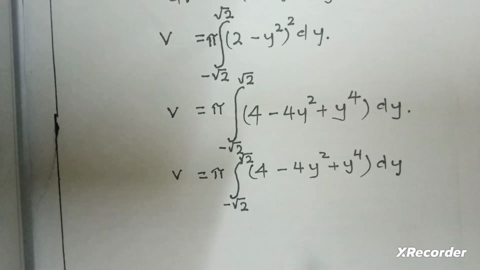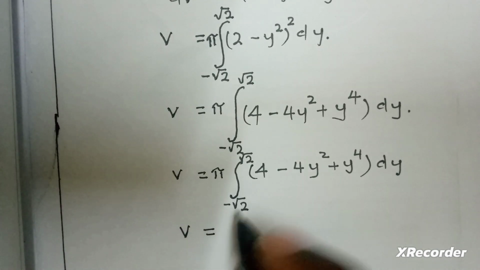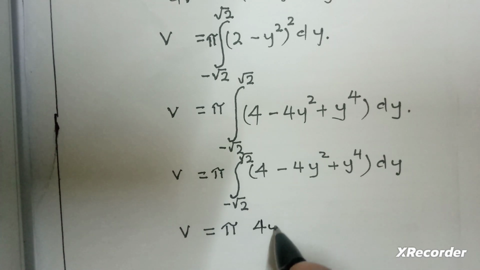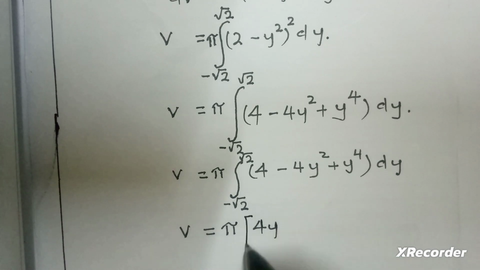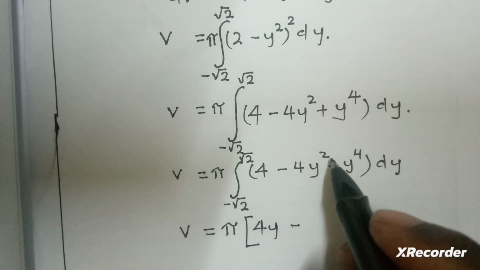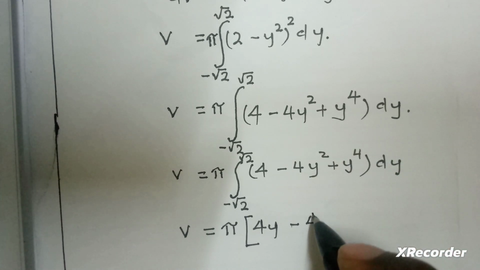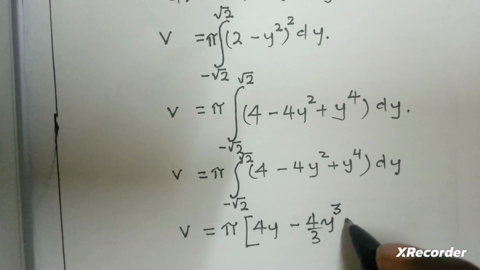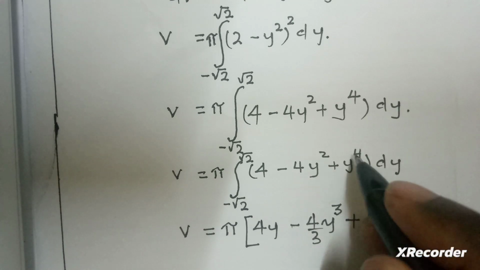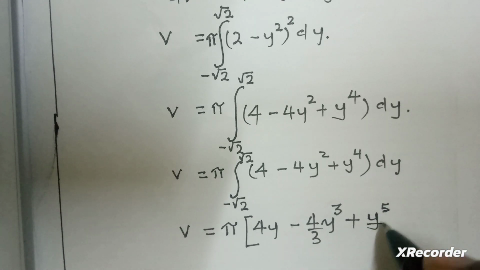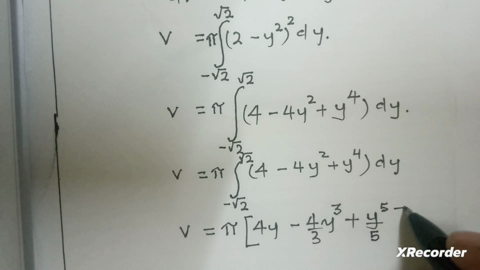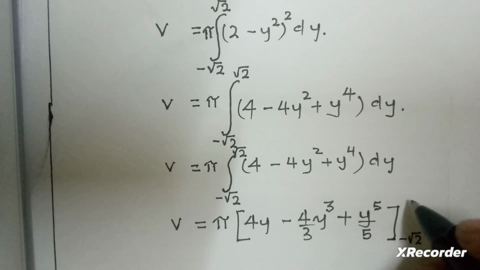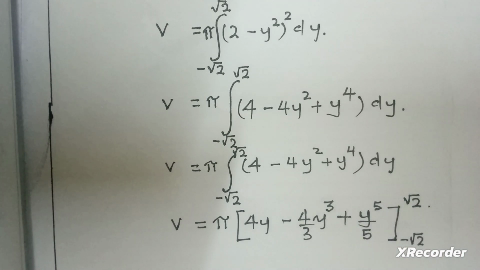So let me now integrate, guys. This is going to be V equals pi times the integral. This one is going to be 4y, and this other one is going to be 2 plus 1 is 3, so 4 over 3 y cubed, plus y raised to 4 plus 1 is 5, all over 5, and this is evaluated from negative root 2 to root 2.